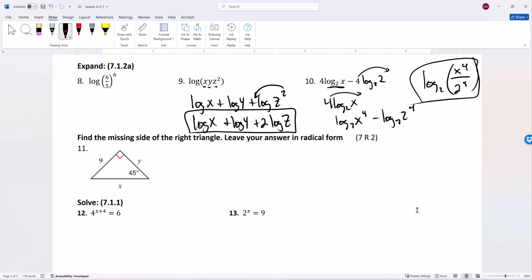It says find the missing side of the right triangle, leave your answers in radical form. And so this is 45, 45, 90 triangles. So that's t, this is t, this is t root 2. So if t is 9, I can plug it in for t. So y is 9 and x is 9 root 2.